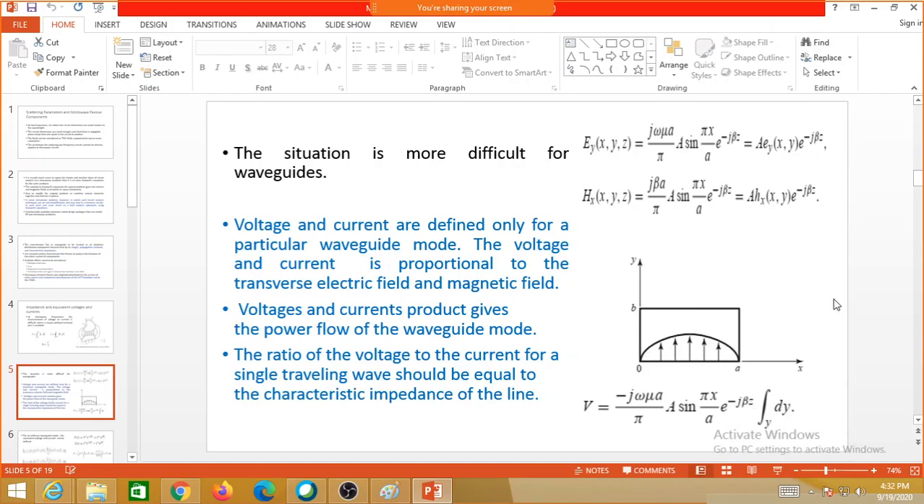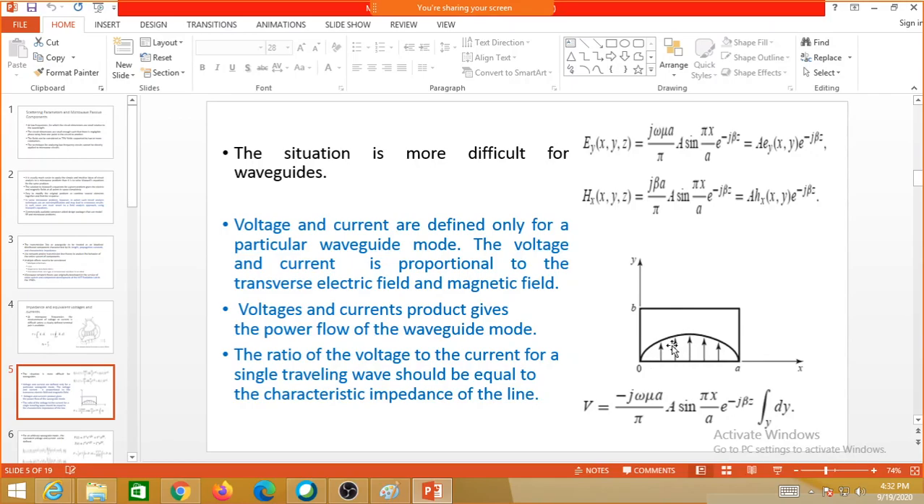In general, we cannot measure at each and every point of a waveguide problem, because we would need to take each and every value of x and y. That's why it is very difficult to measure the voltage and current in general, but we can measure for a particular mode, say for example TE10, TE01, like that.